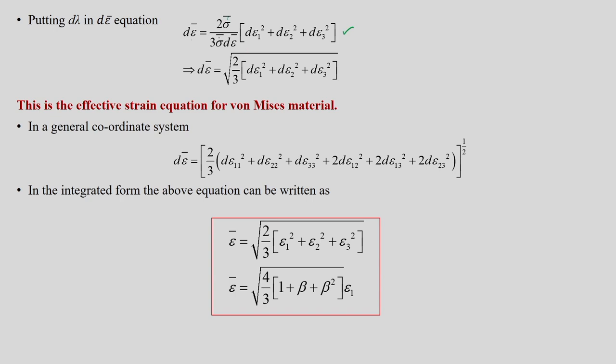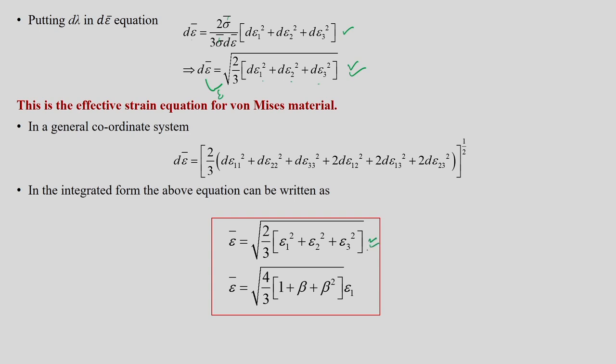And you will see that sigma bar will be cancelled. The d epsilon bar will go to the left hand side, it will become square. So, square root will come: square root of 2 by 3 into (d epsilon 1 square plus 2 square plus 3 square). This is my useful equation for effective strain increment, the incremental effective strain equation for a von Mises material, okay. So, I can get epsilon bar from this directly, which is what I have written here, okay.